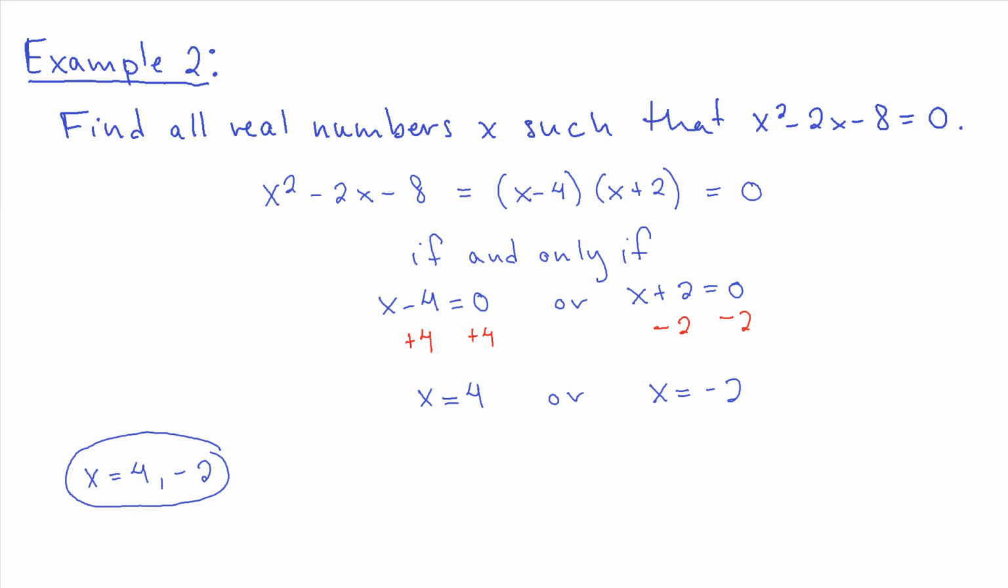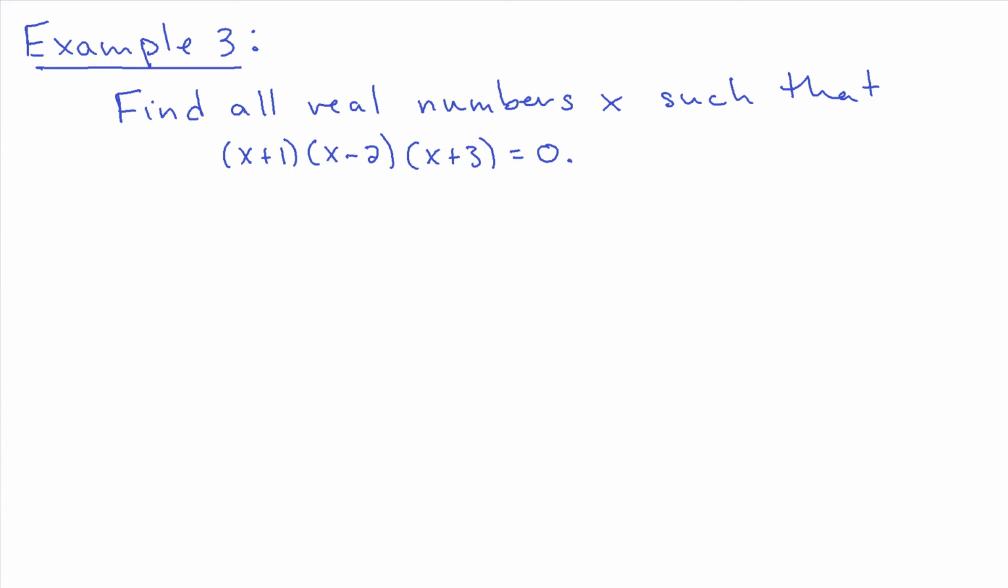Let's see another example. So what if we wanted to solve this equation? We want to find all real numbers x such that if I take x plus 1 and multiply it by x minus 2 and multiply that by x plus 3 and I set that equal to 0, what numbers x satisfy this equation. So this is a generalization of that theorem because I don't just have an A and a B, I have an A, a B, and a C. But hopefully you believe me when I say that it really works the same way.